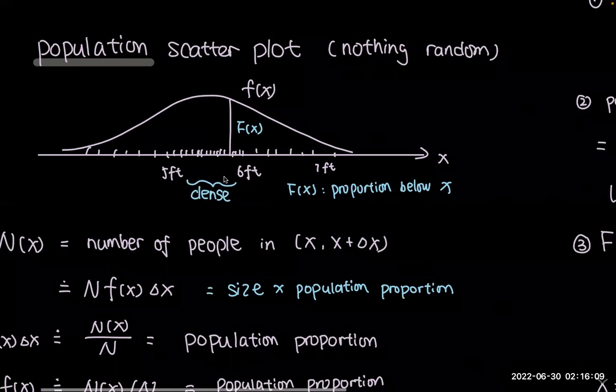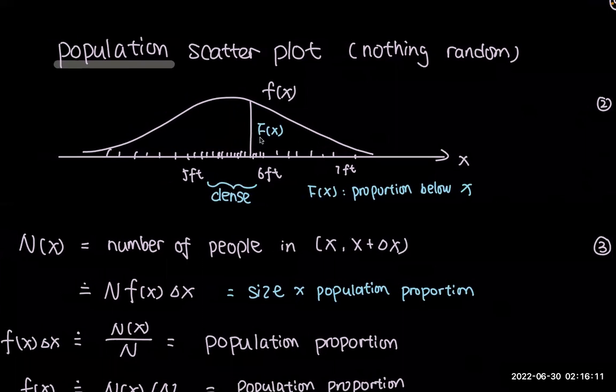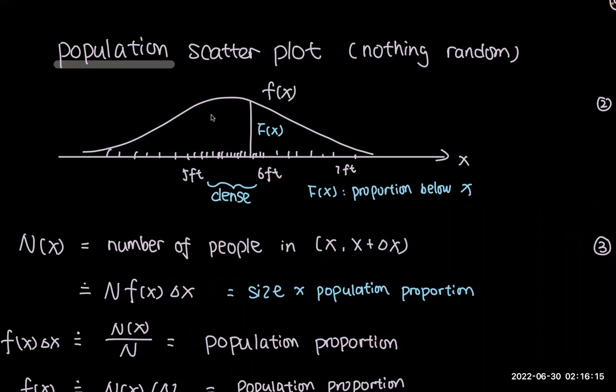There's nothing random. We can also define big F of x. Big F counts the proportion of the population below this x. Again, there's nothing random. For each x, we just count the proportion of the population that is below this point. So this big F of x is a cumulative distribution.